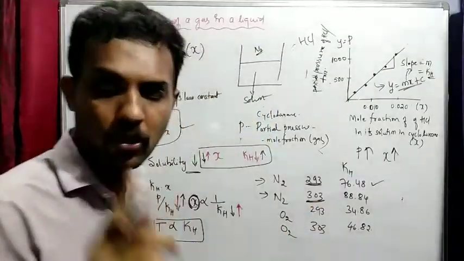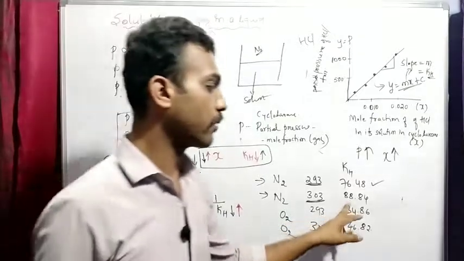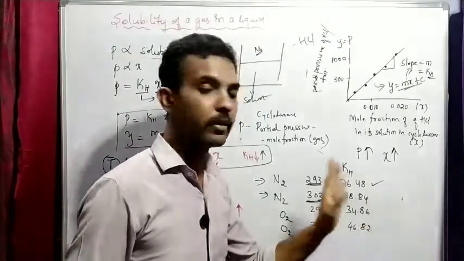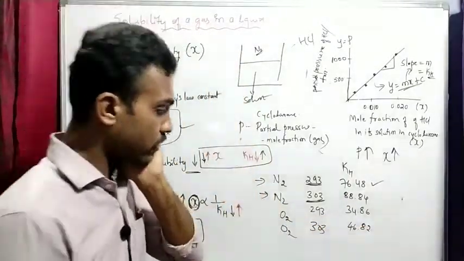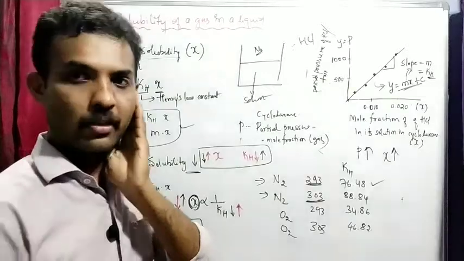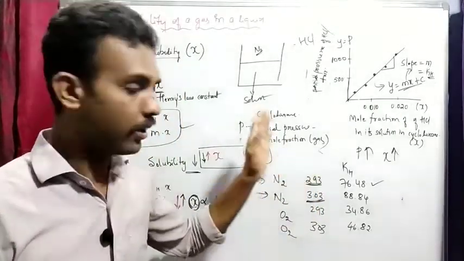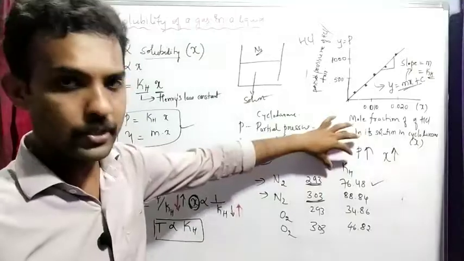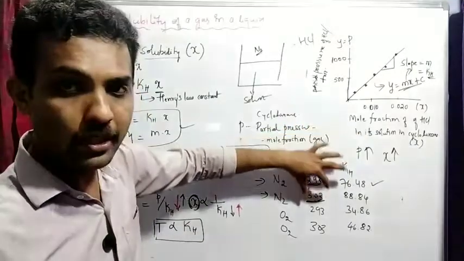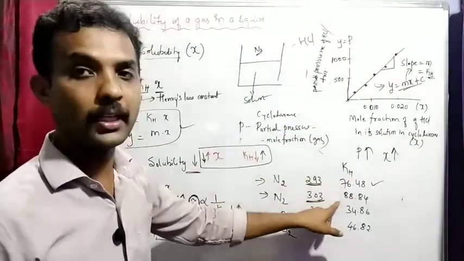At 303 Kelvin temperature, what about the KH value? 88.84, right? So for the solubility of gases at different temperatures, we are seeing the relation with KH. What is the relationship between Henry's law constant and the temperature? If we increase the temperature, what happens to the KH value? Here it has increased.